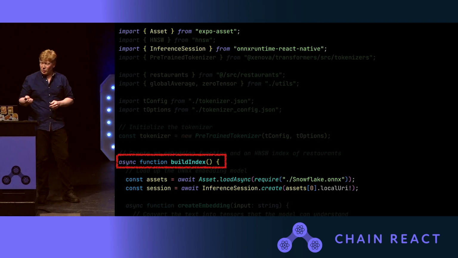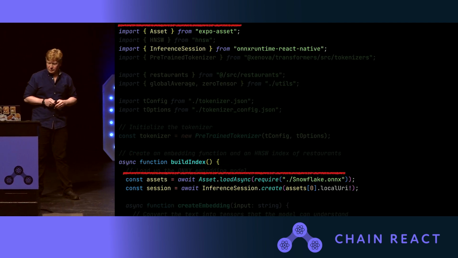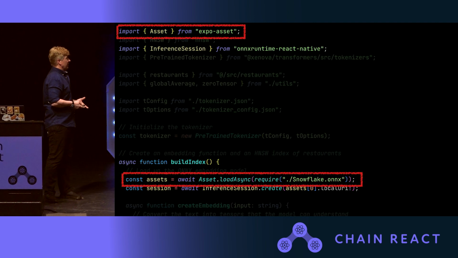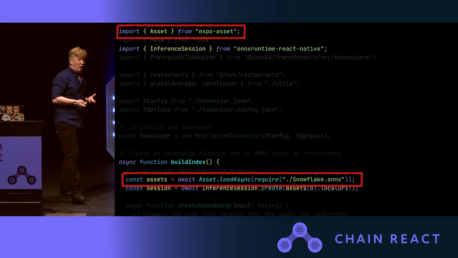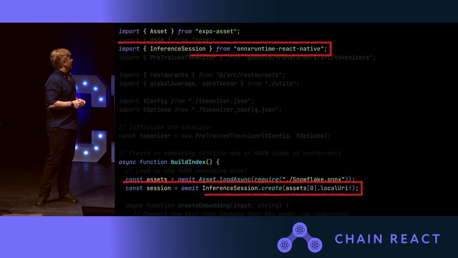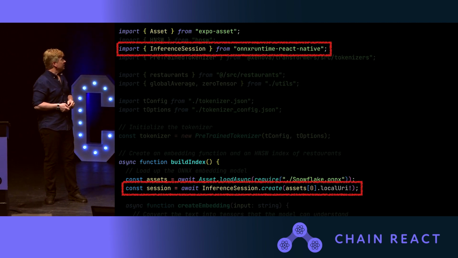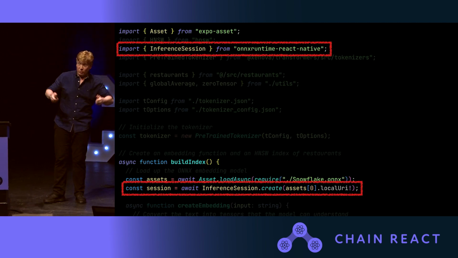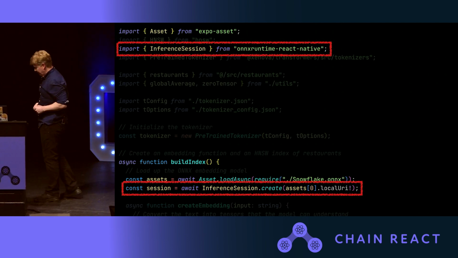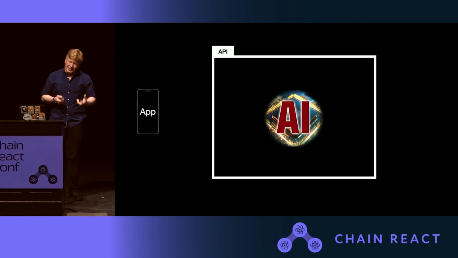So this build index function is what actually builds the index. The first thing we need to do is load our asset, that Snowflake ONNX file that we just got. And then we use that ONNX Runtime React Native to create our inference session. So far, so good. But this is where it really starts to get interesting.